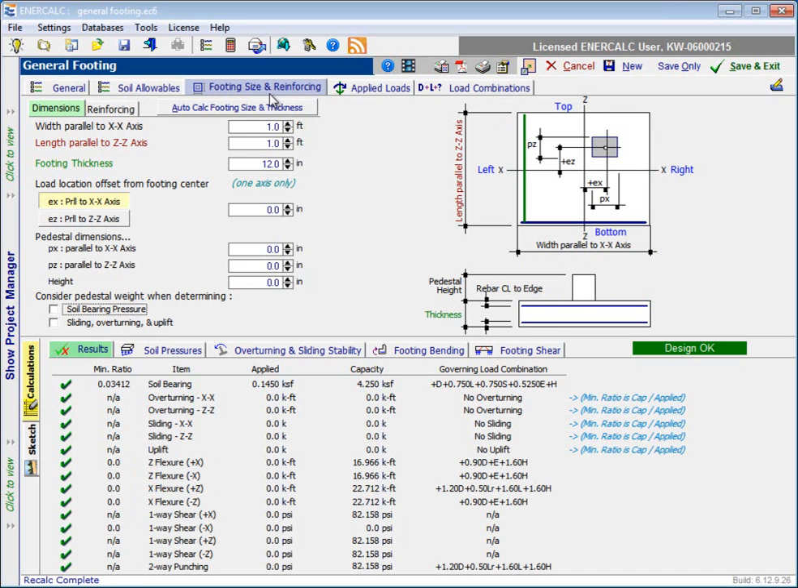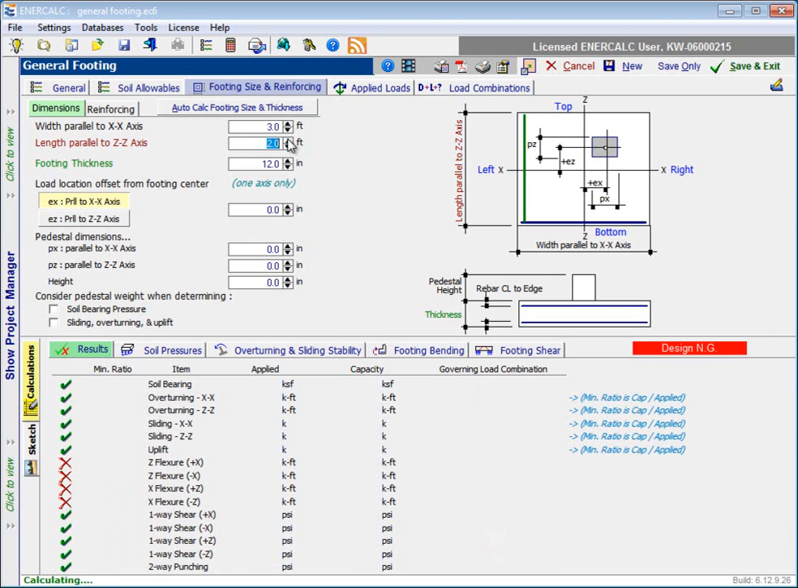On the Footing Size and Reinforcing tab, we have two sub-tabs that we can start working with. The first one is called Dimensions, and on the Dimensions tab is where we can establish the dimension for the width of the footing and for the length of the footing using these spinner arrows.